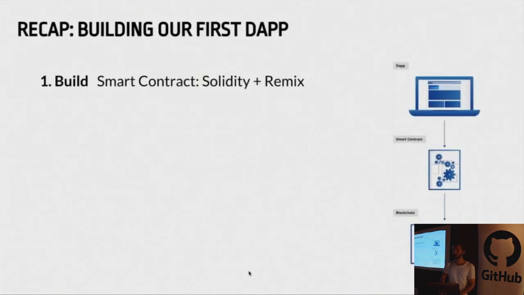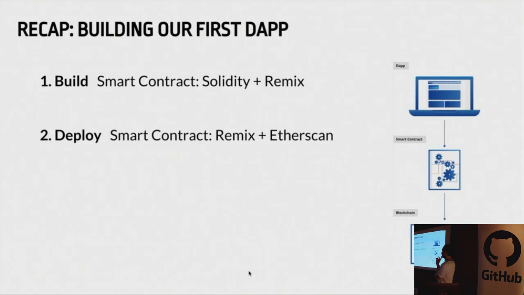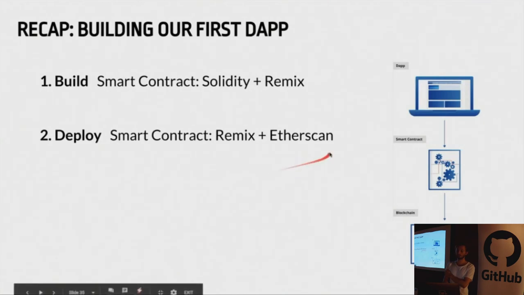So let's quickly recap before we finish this whole thing. First of all, what we have to do is build our smart contract in Solidity, and we use Remix as our IDE and to deploy that smart contract to the blockchain. As I said, with deploying from Remix and something called Etherscan, there we see our transactions, and some other interesting stuff. If you're interested, check out Etherscan and really dive into this.